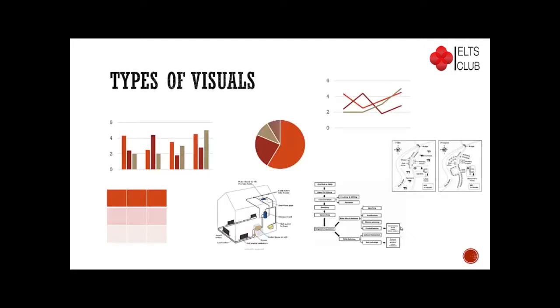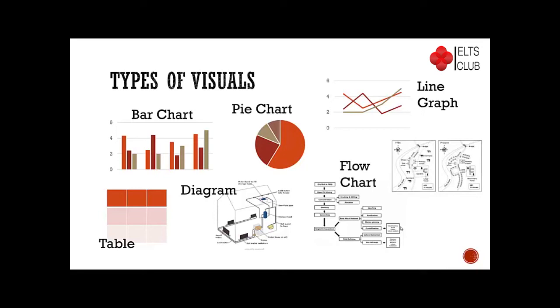Types of visuals. Now, I'm quite sure this isn't the first time you see a visual. We're quite used to looking at graphs in textbooks, news websites, research papers. Data about many topics is given in visual formats, such as sales reports and population statistics. Types of visuals include bar chart, pie chart, a line graph, table, a diagram, a flow chart, and a map.